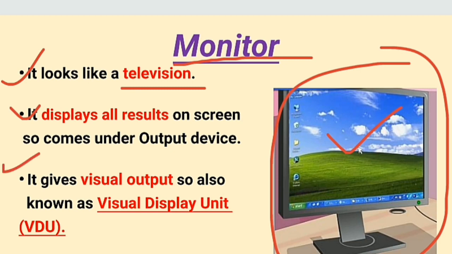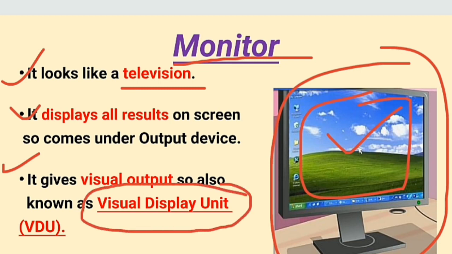It gives visual output. What is the meaning of visual? Visual means the things that we can see, we can visualize. Whatever is written or shown here we can see with our eyes, that is why we say visual. So we also call the monitor a visual display unit, or VDU. I hope it's clear what the working of a monitor is.